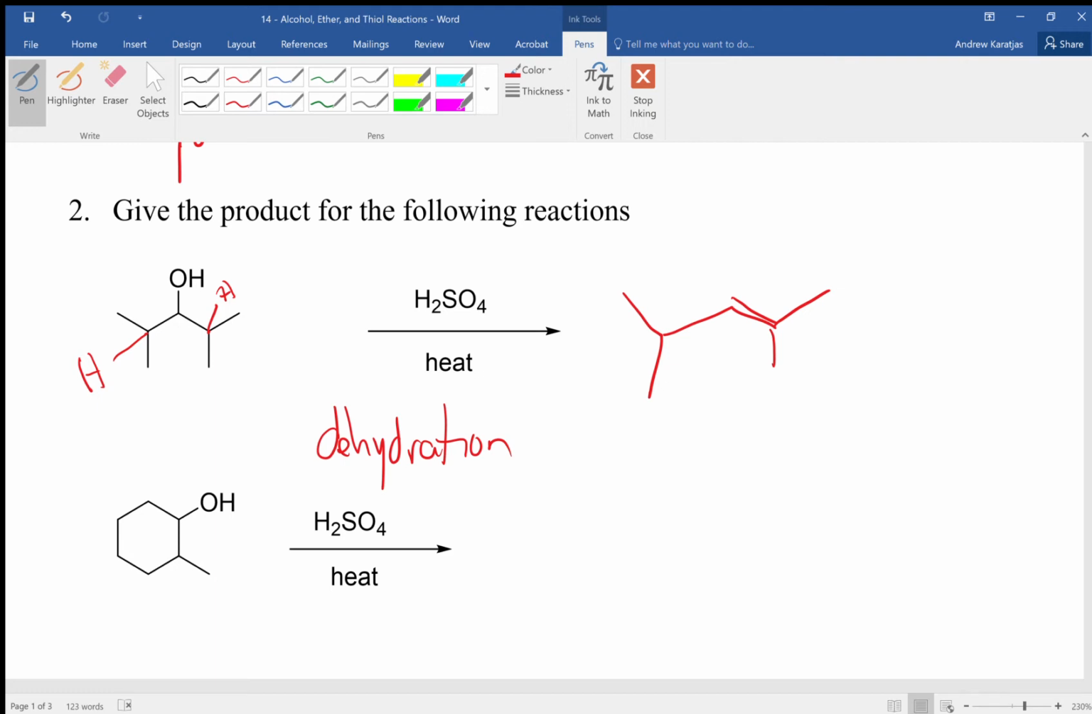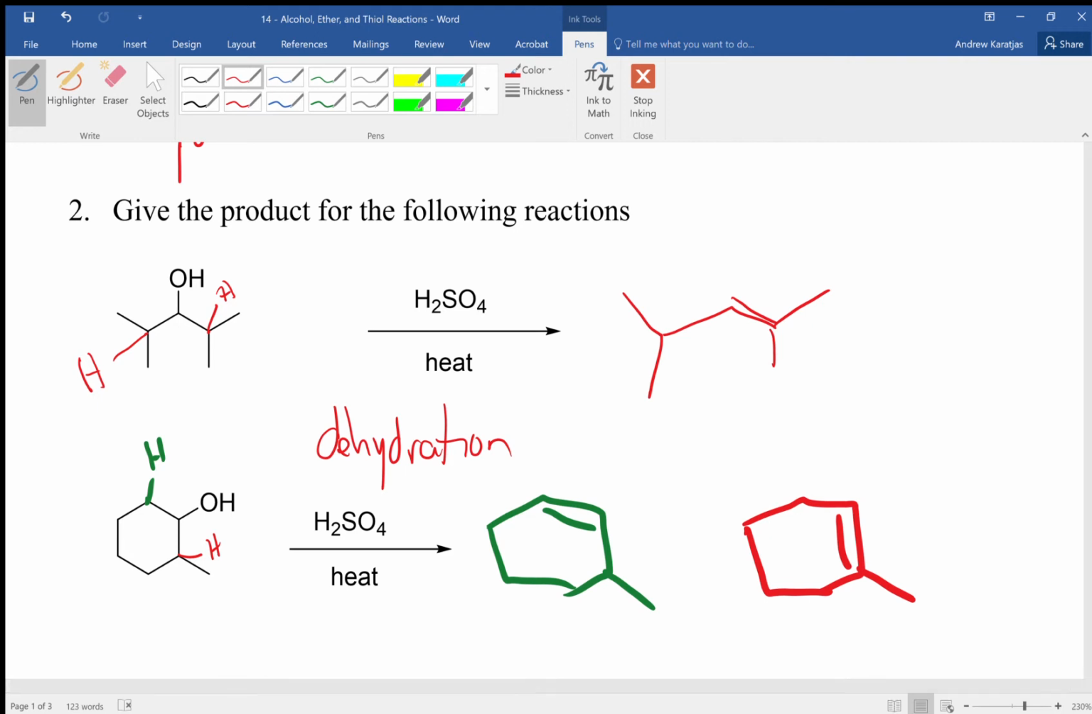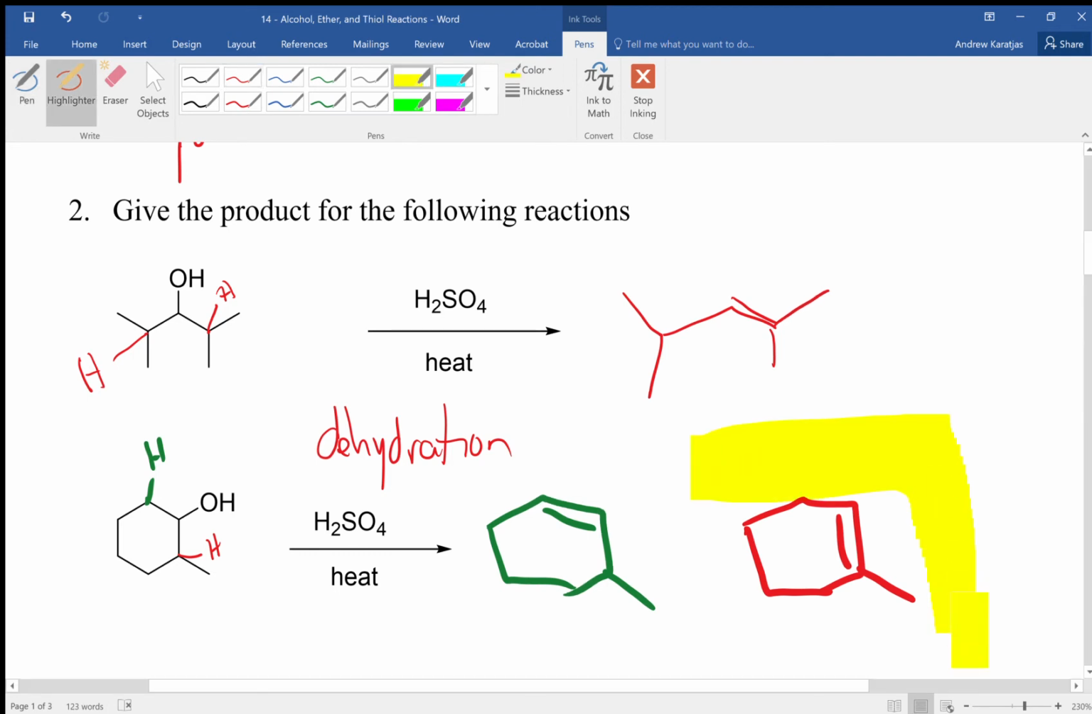But in this second example, we have two possibilities. If we remove the hydrogen in green, we get that alkene. But if we remove the one in red, we form that alkene. Is there a preference for one product over the other? The answer is yes. The preferred product is the one on the right.